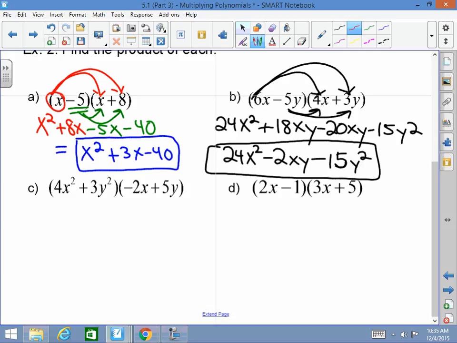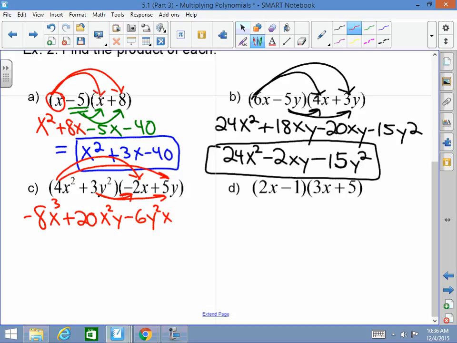Okay, next, C. 4x squared times negative 2x is negative 8x cubed. 4x squared times 5y is exactly 20x squared y. 3y squared times negative 2x is negative 6y squared x. And 3y squared times 5y is 15y cubed.